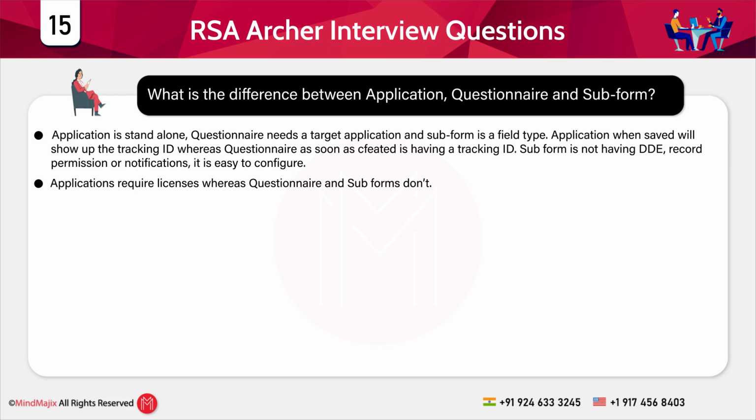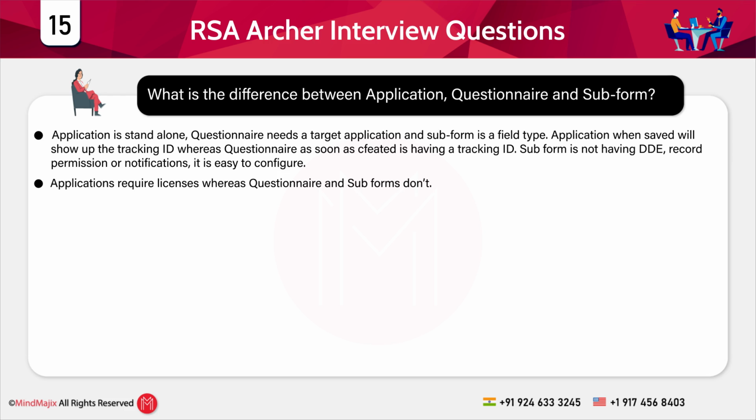Then sub-form is very easy to configure. It does not have any DDEs, record permissions, or notifications. It does not even have any calculated fields. And the number of other fields in a sub-form is very less compared to the application and questionnaire. Applications require licenses. We need to have a license for creating an application, whereas questionnaires and sub-forms don't need any license. Then application has system, advanced and basic fields. Questionnaire has question, advanced system, and basic fields. This is also one of the differences which I've not mentioned here, but whenever you configure, you have a look in Archer and you can see how things work.